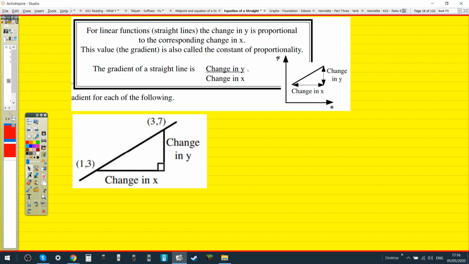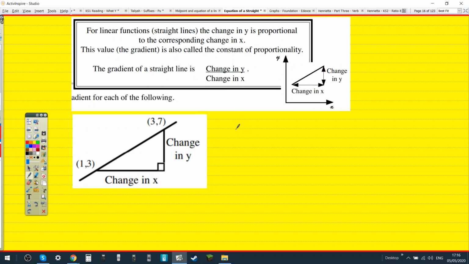And so the way you can find the gradient is change in y over change in x. So for this one, how much did the y change? What was the change in the y coordinate? How far up did it go? The y went up 4. Yep. And what was the change in x? How many right did it go? It would be 2. And so what is 4 divided by 2? 2. Yep.